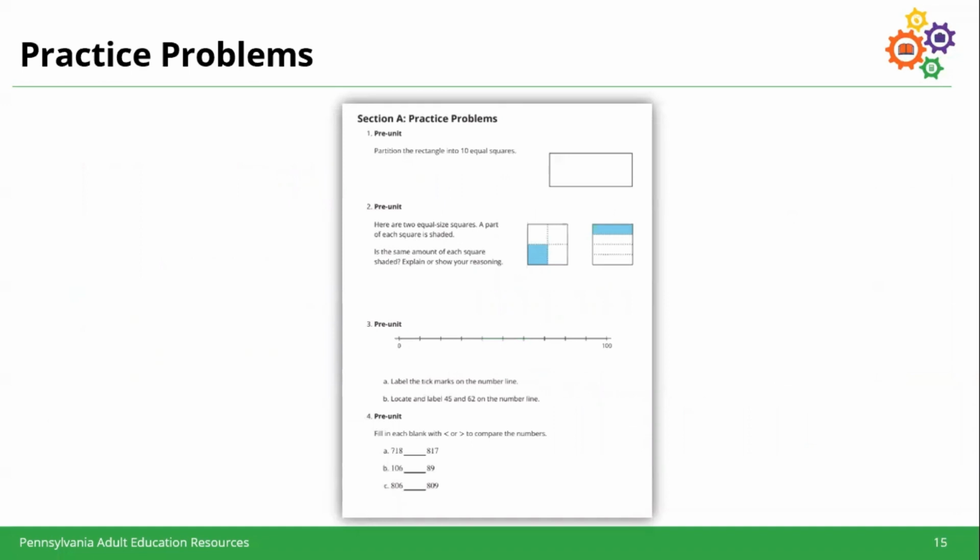Each lesson or unit includes practice problems. Teachers may assign practice problems for homework or for extra practice in class. Depending on the class structure, teachers may collect and score the practice problems or provide students with answers ahead of time for self-assessment.